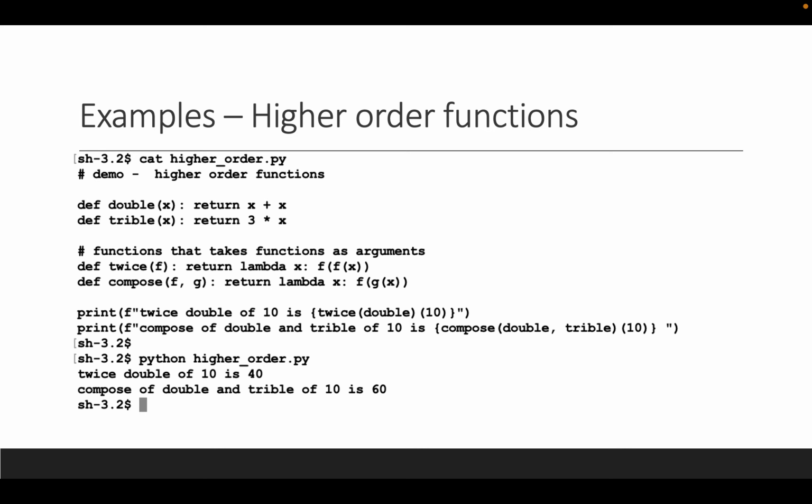In the second case, where the composition of double and triple is applied in sequence, we pass 10. First 10 is doubled and the result is tripled. That's 20 is tripled, so the output is 60.